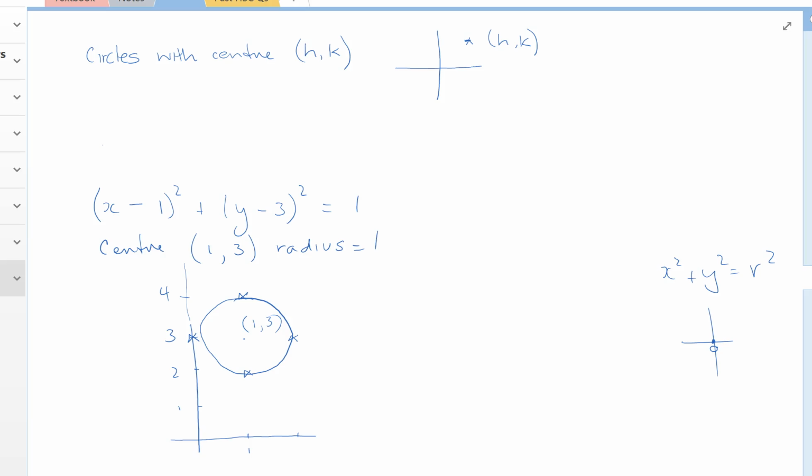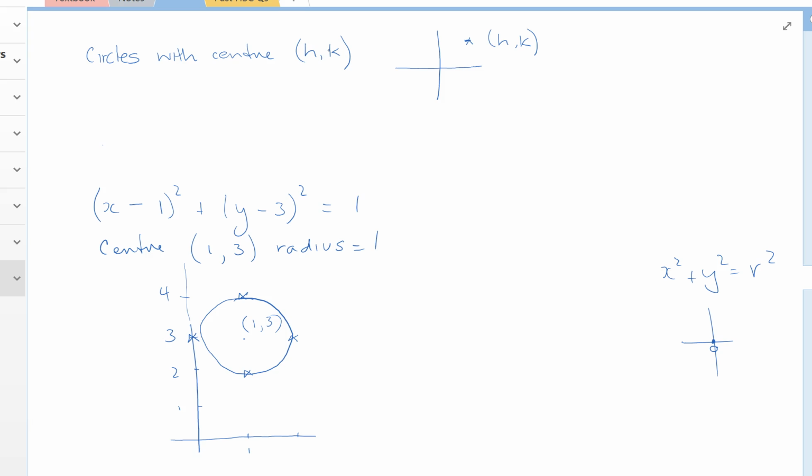We're now going to look at the equation of a circle when the centre isn't at the origin. Now, the notation that we use here refers to the centre as having coordinates h and k. It just seems that that is what most textbooks use.